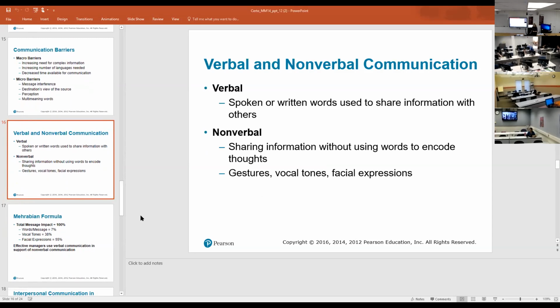Not only do we speak verbally or use written words, we also have a lot of nonverbal language going on. This is where you're sharing information without using words to encode your thoughts. Gestures, vocal tones, facial expressions, okay? They say so much. Sometimes those things, facial expressions especially, say much, much more than what the actual words are saying. Sometimes we're not even aware of what kind of things we're portraying when we use some of these nonverbal things. Just very, very interesting.